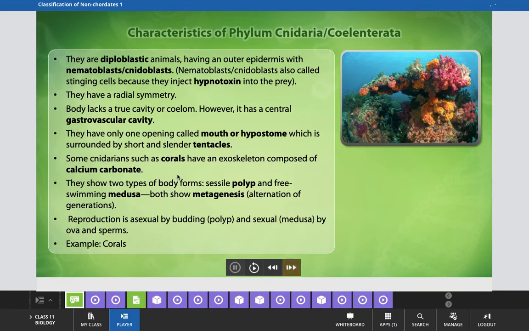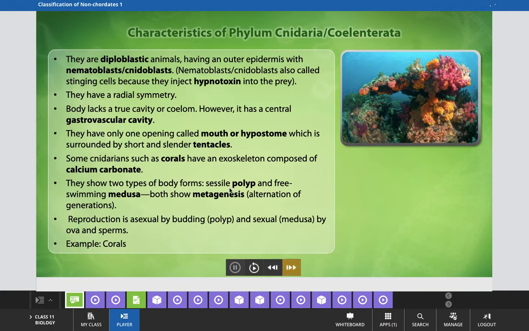I am repeating this phylum for that purpose only, because some of the students have inquired about that. Polyp and medusa are the two forms in which that particular phylum shows its life cycle or completes its life cycle. A polyp is a form which is sessile, stuck to the substratum and non-motile, and the free swimming form is known as medusa, and both show metagenesis. Metagenesis means alternation of generation.